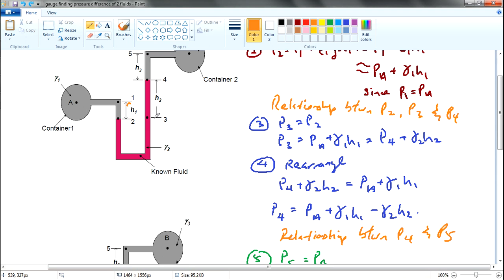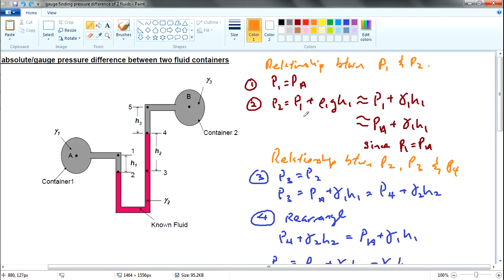So yeah, P3 is equal to P2, and the P2 equation is PA plus rho 1 H1. So we just substitute it over here. This is P2, and since we say that P3 is equal to P2, this portion is the same as this. And therefore it is equal to P4 plus rho 2 H2, okay?